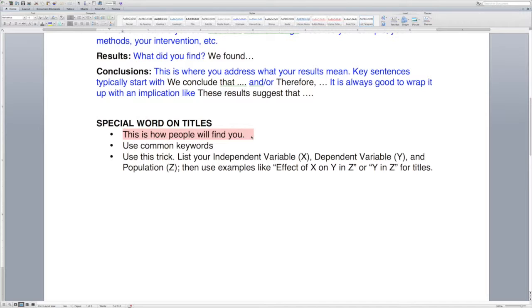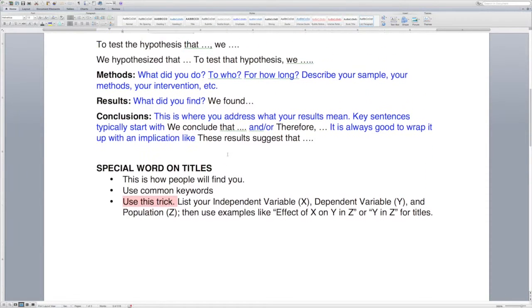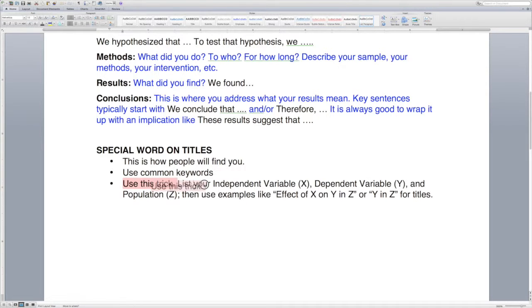They're going to see your title in the listing of the conference, if it's a printout listing, or if they're just browsing the program and that sort of thing. And you want to use those common keywords. And it's good to use this basic trick. I'm going to tell you, I stole this from that Essentials of Writing Biomedical Papers. You want to list your independent variable, dependent variable, and population. And use examples like, effect of X on Y in Z, or Y in Z for titles.